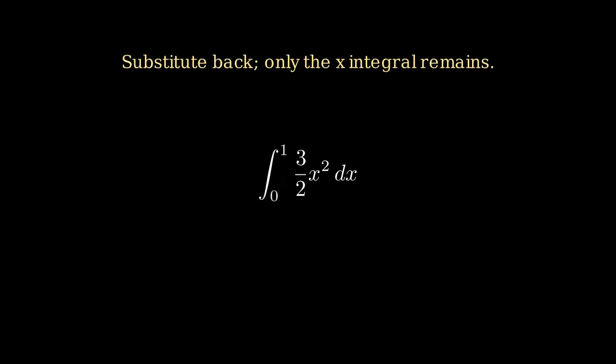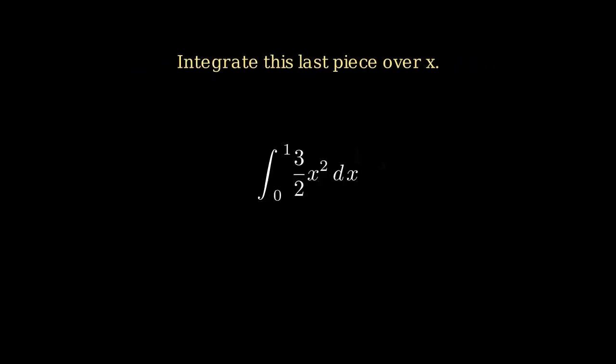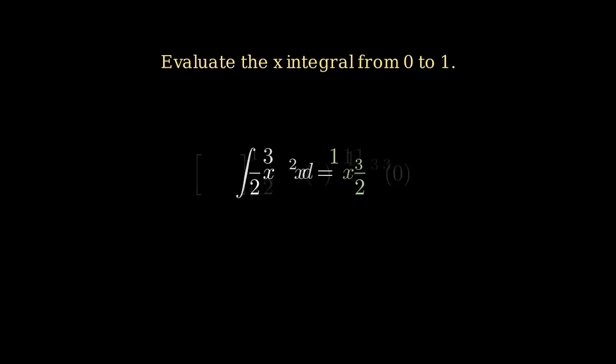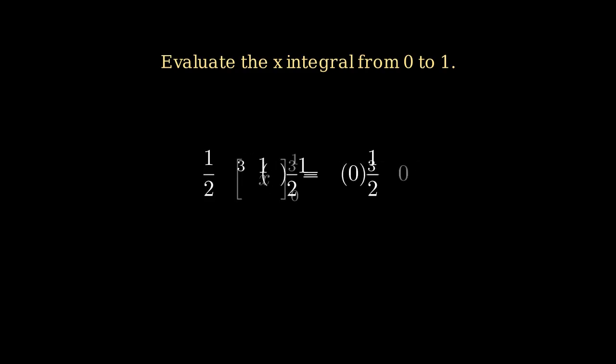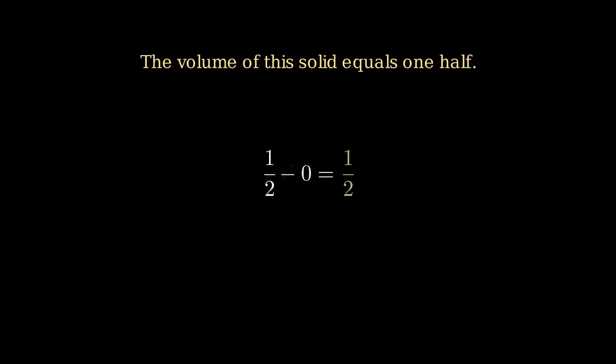Now we have integral from x equals 0 to 1 of 3/2 times x squared dx. We integrate this last piece over x. Integral of 3/2 times x squared dx equals 1/2 times x cubed. We evaluate this from x equals 0 to x equals 1. The quantity 1/2 times x cubed evaluated from 0 to 1 equals 1/2 minus 0, which equals 1/2. So the volume of this solid equals 1/2.